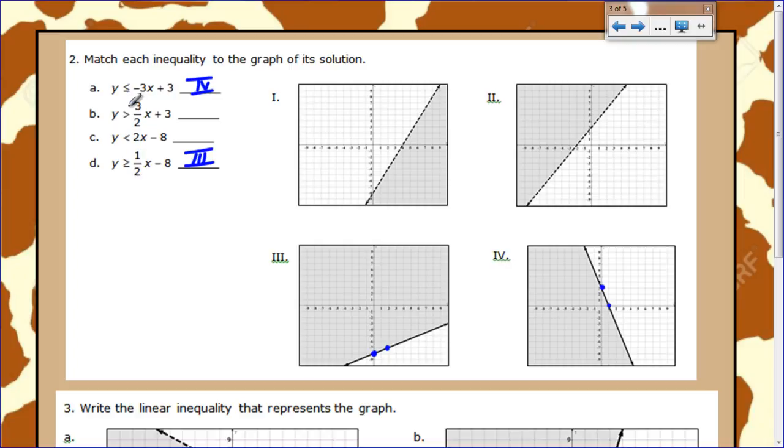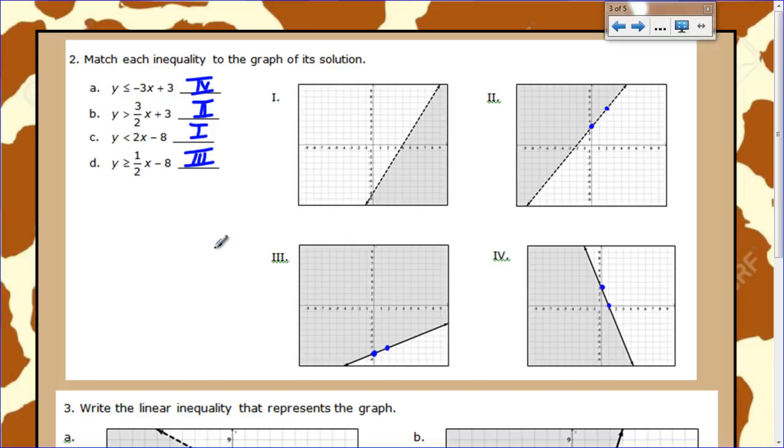So we'll start with B. It is a greater than, which means it's going to be a dotted line, and it has to be shaded above. So this one right here is shaded below, and this one is above. So it's probably going to be number 2. But we're going to double check it. It has a y-intercept of 3, and then a slope of up 3 and over 2 for sure, which means this one has to be 1.